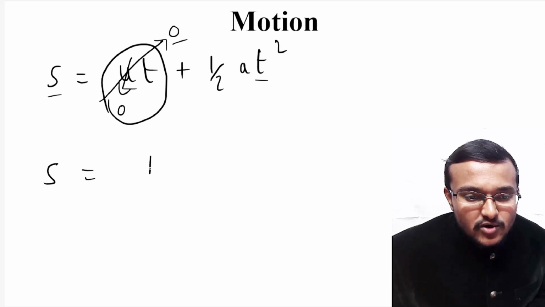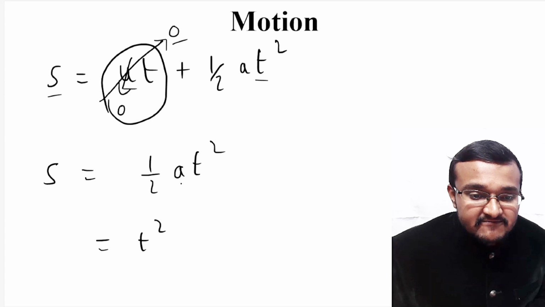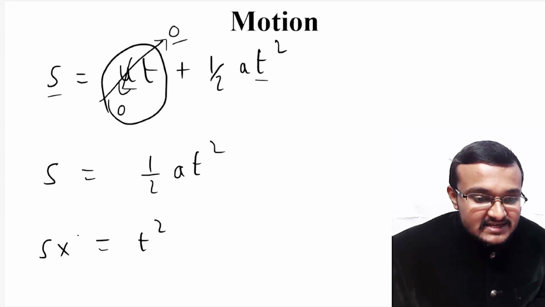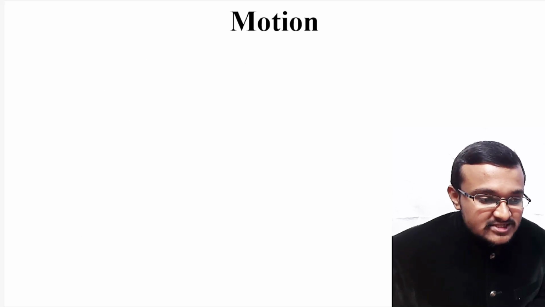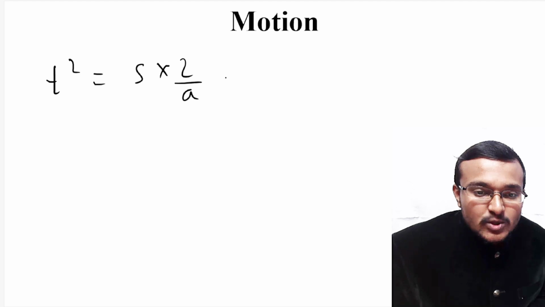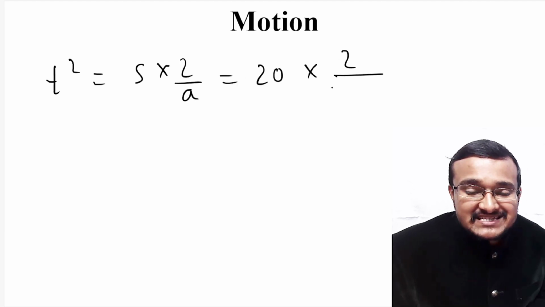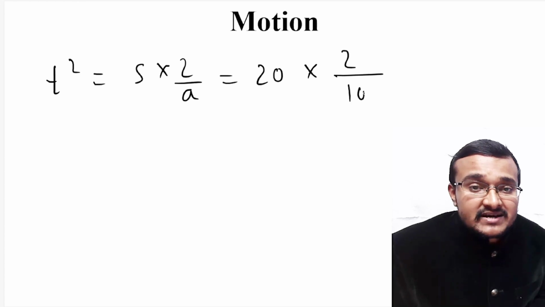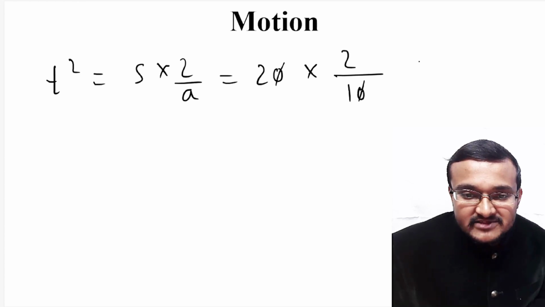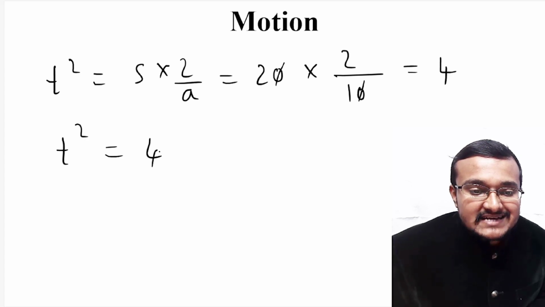Now s is equal to half at square. Let us keep t square on the RHS itself and bring a by 2 to the LHS, so it becomes 2 by a. So s into 2 by a is equal to t square. Now what is s? s is the distance, that is 20 meter, into 2, divided by acceleration, which is 10 meter per second square. The zeros get cancelled with each other. 2 twos are 4, so we have got t square as 4 second square.